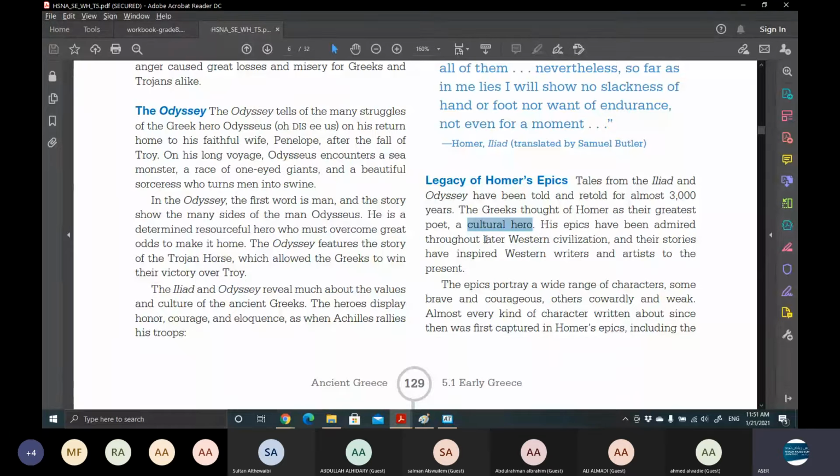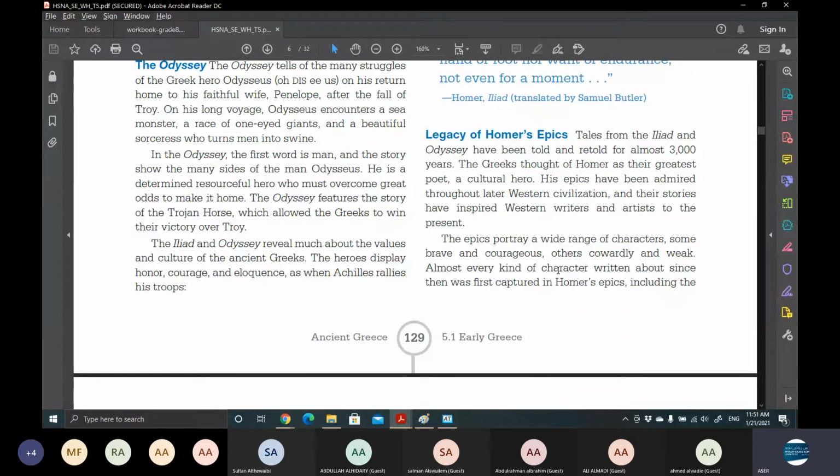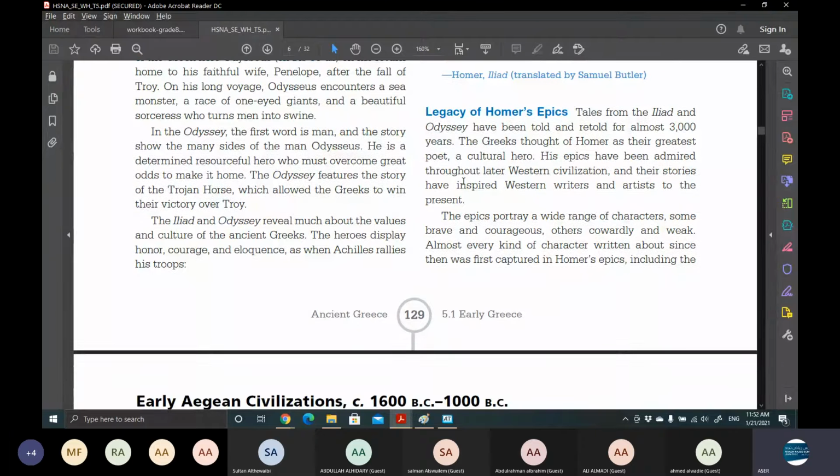Why that? Because he preserved the culture of that era. His epics also have been admired throughout later Western civilization. They were well written and concise. Besides that, they were heavy in literary terms, filled with literary terms, telling us about the magnificence of his accurate use of the literary terms and the storytelling methods. Besides, the story also inspired some of the Western writers and artists to the present day.